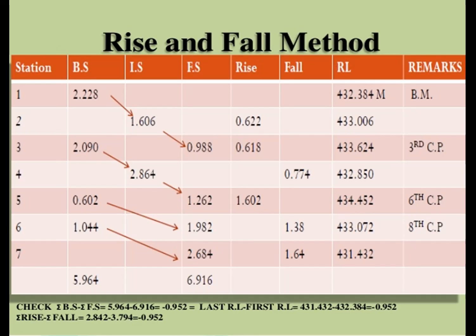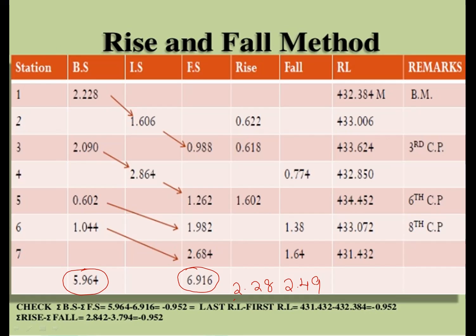Okay. So you have completed all the RL values. Then after completing all those RL values, you have to check whether the calculations you have done are correct or not. So for that you have to do the arithmetic check. You have to find out sigma backside, sigma foreside, and sigma rise will be coming to 2.28, and sigma fall will be almost 2.49.